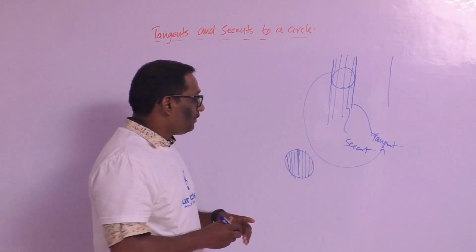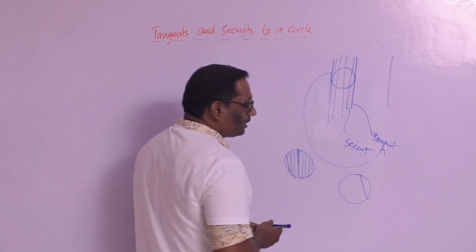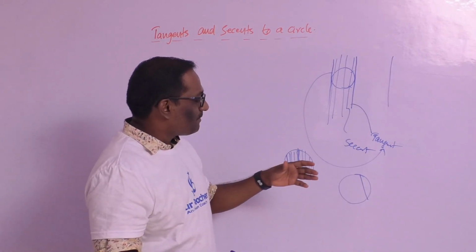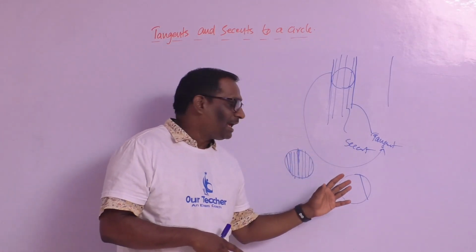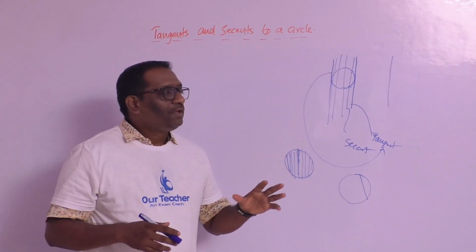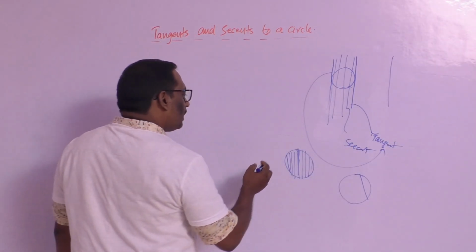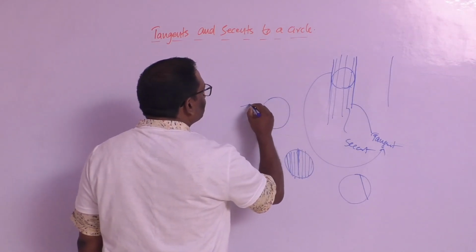When you take a chord, suppose this is the chord, the circle will be divided into two segments. One is a major segment, the other one is a minor segment. So with the help of the chord, we can divide the circle into two parts. Now if you consider the tangent, what happens? This is the circle, and suppose this is the tangent.